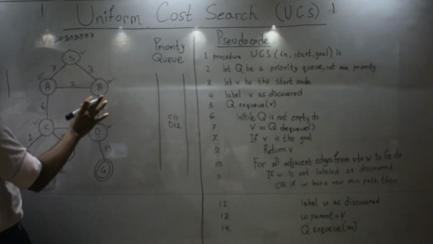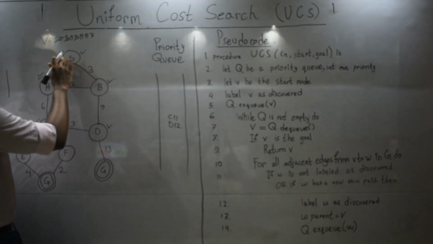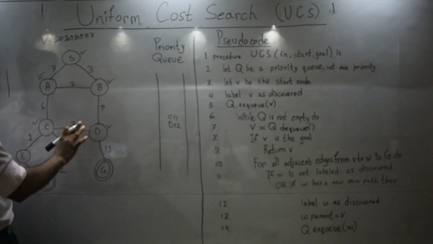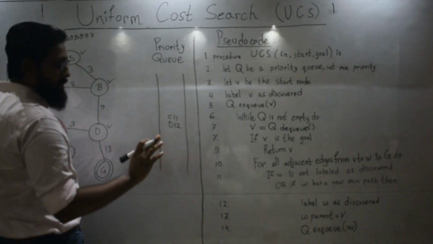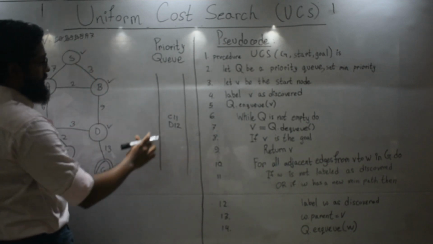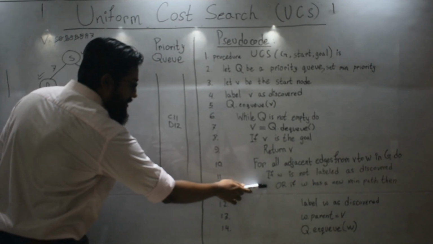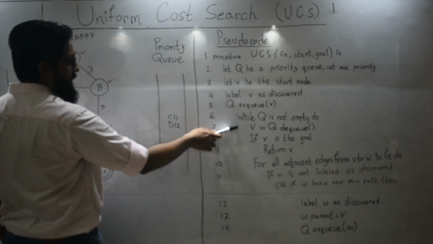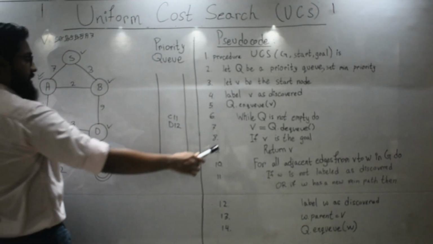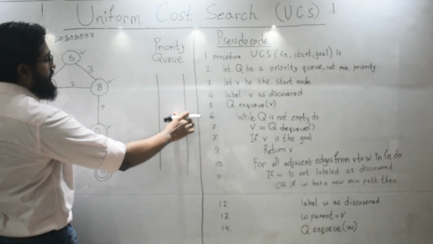A7. Let's check how that makes sense. From A, all of its neighbors have been visited and all of its neighbors already have the minimum path cost. So nothing will happen. These two conditions will return false, so I will not enter here. I will come back to line number 7. Let's dequeue whatever is on top of my queue.